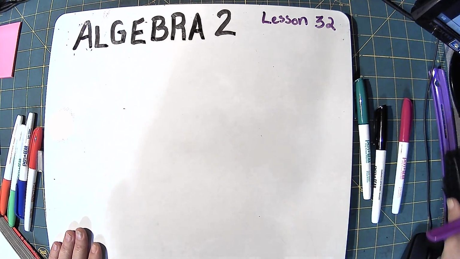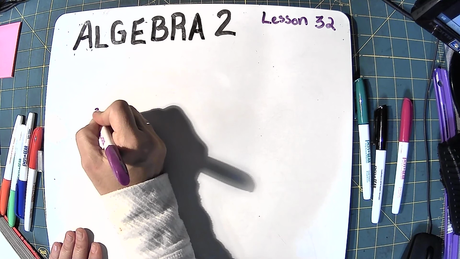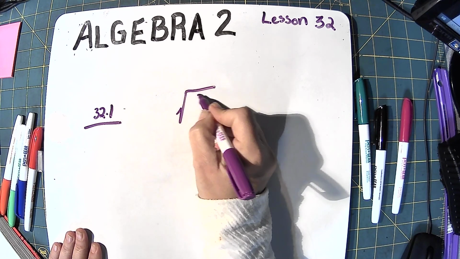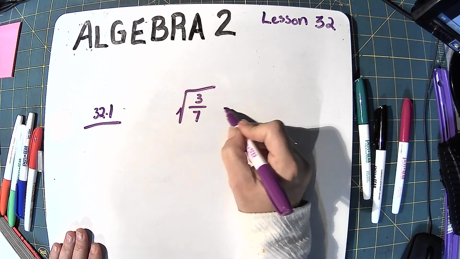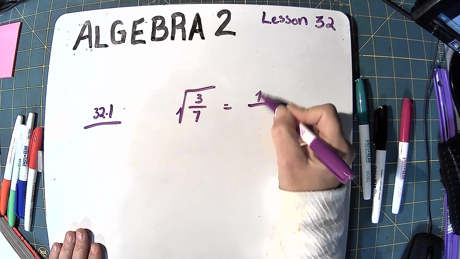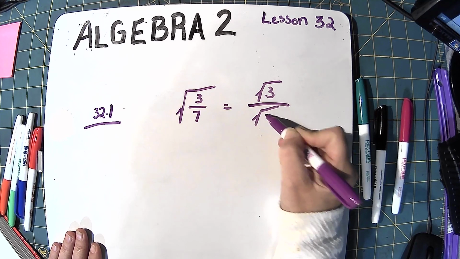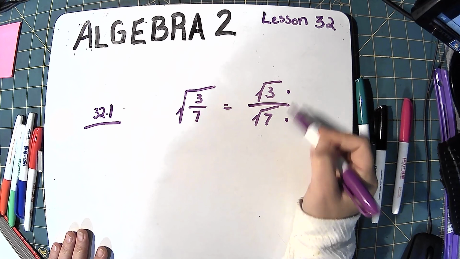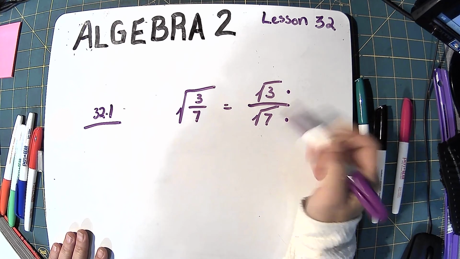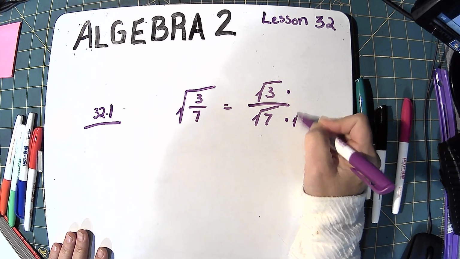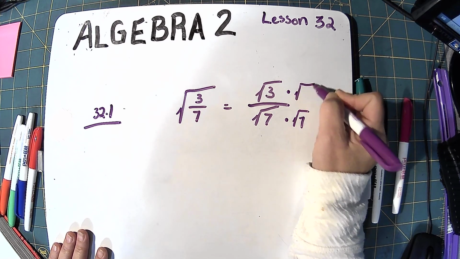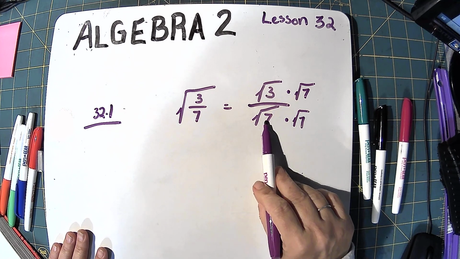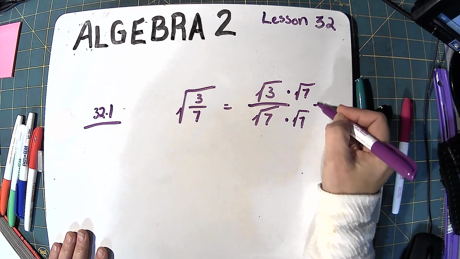Alright, so in our problem 32.1, we've got the square root of 3 over 7. So we're just going to first separate that out, have the square root of 3 over the square root of 7. Now we're going to multiply the top and the bottom by something. That's not going to change the value of the fraction if we multiply the top and the bottom by the same thing. I'm going to multiply it by the square root of 7. If I multiply it times the square root of 7, the square root of 7 times the square root of 7 just equals plain old 7.